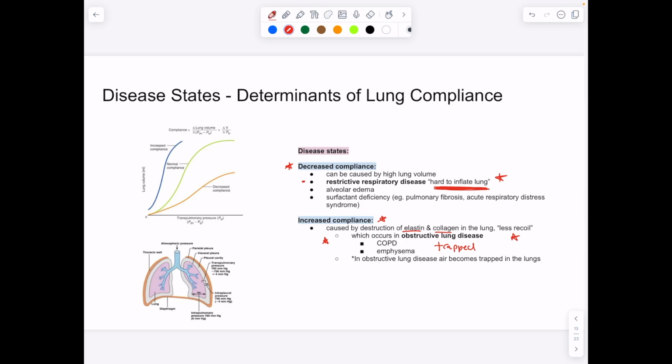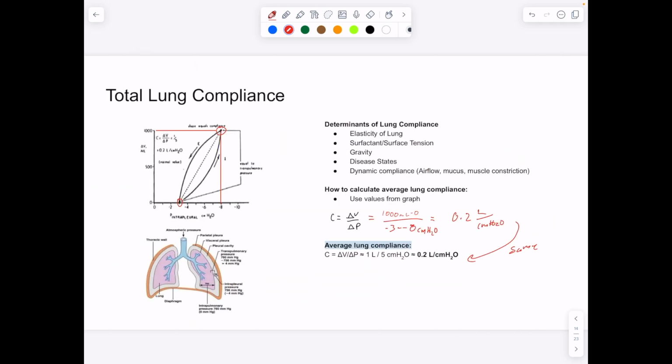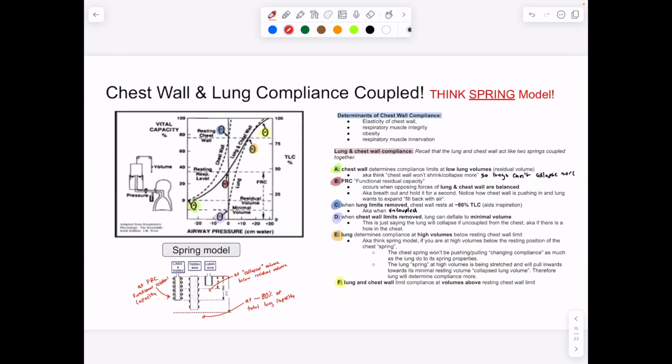Okay, so we'll take more of a look at that in just a second, but before we go on, overall total lung compliance, how would you calculate that? Well, you're just going to do the volume you have at the end of breathing out versus the volume you have at the beginning of breathing out, and you just plug your values into this equation, so not too bad. It gives us average lung compliance of about 0.2 liters per centimeter of H2O. All right, we'll take a quick break there.